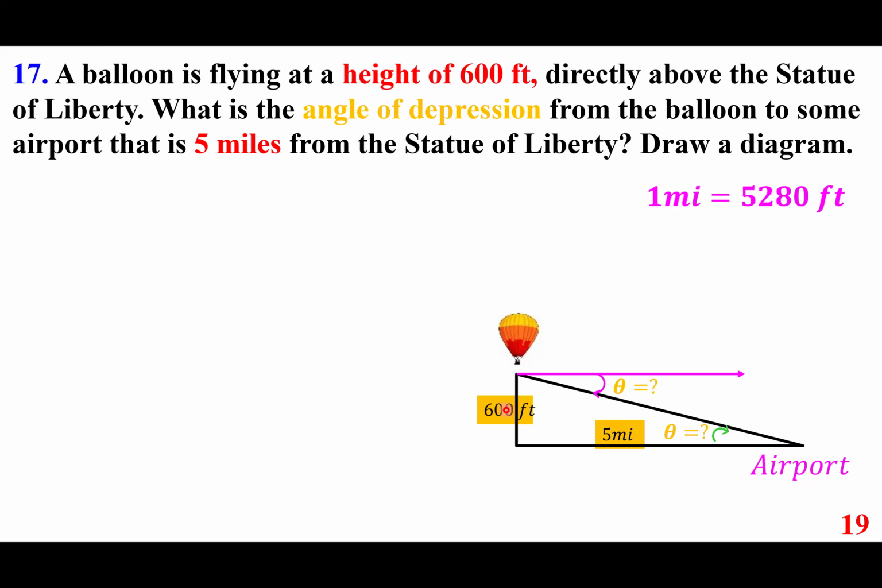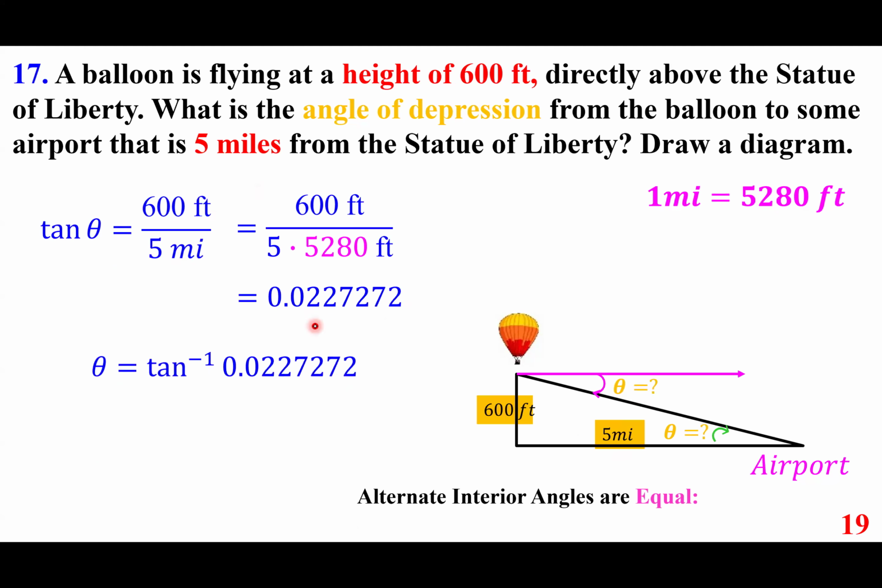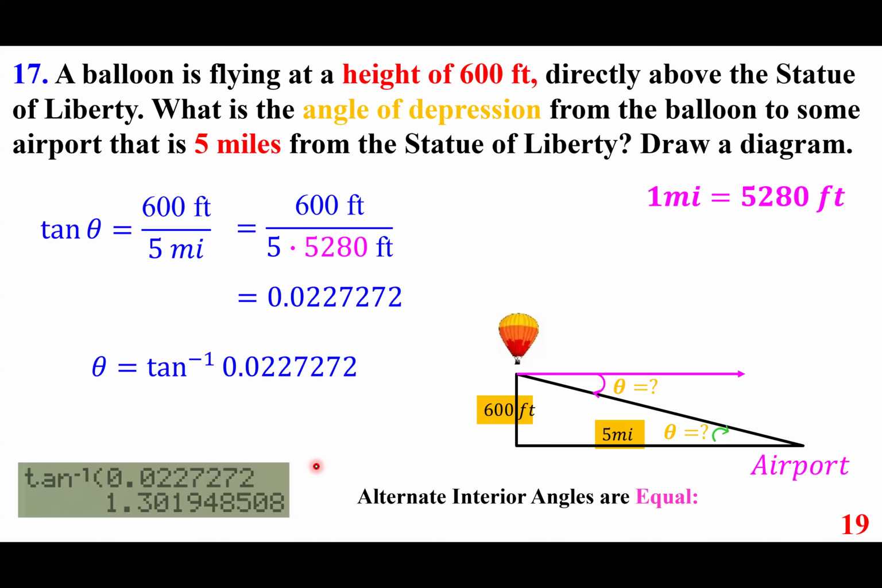So tan of theta is the opposite, 600 feet, over the adjacent, 5 miles, okay? Because this is in feet and this is in miles, you have to change the units. It's easier to say 1 mile is 5,280 feet and replace it. Put it into a calculator. You get 0.0227272, and theta is tan inverse of that. Putting it into a calculator, tan inverse of this number gives us 1.302 degrees.